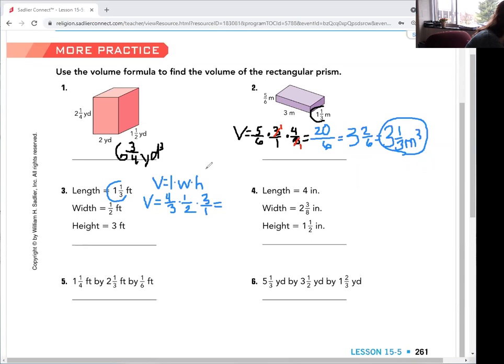Anywhere to reduce or cancel? What can I reduce or cancel between the entire numerator and the entire denominator? 3 and 3 and 4 and 2. Yep, the 3's can go. Those are eliminated totally, left with a factor of 1. And what about 4 and 2? Can I reduce these guys? Yeah. Yep, by a factor of 2.